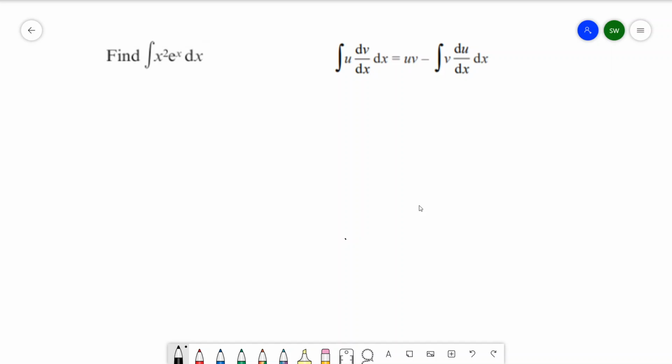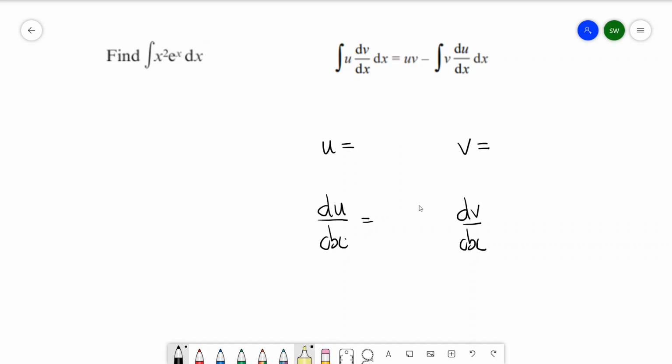In this example, we've got the product of x squared times e to the x. So whenever we've got the product of two terms inside an integral, we're going to try integration by parts as one of our methods. To use the formula, we need to work out what u is going to be equal to and what v is going to be equal to. We also need to know du by dx and dv by dx.